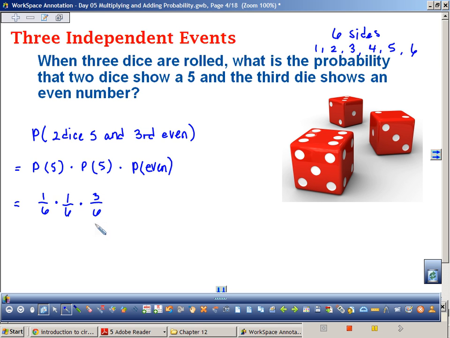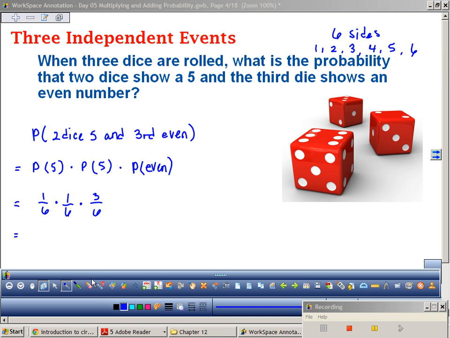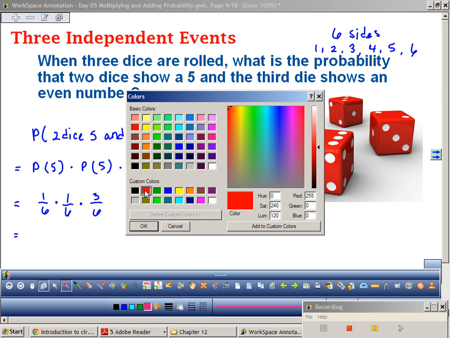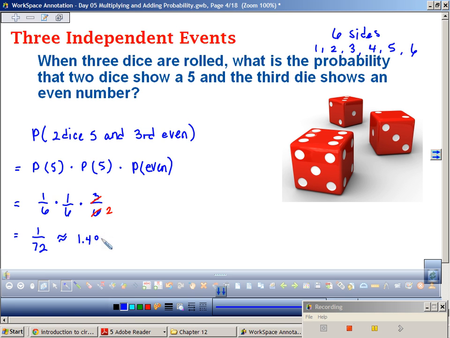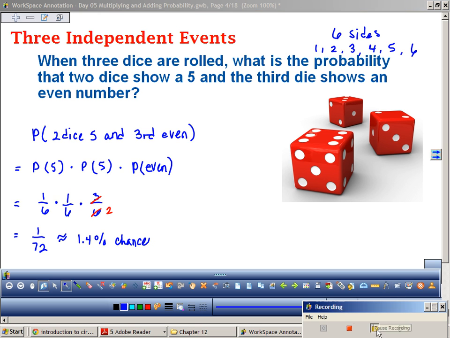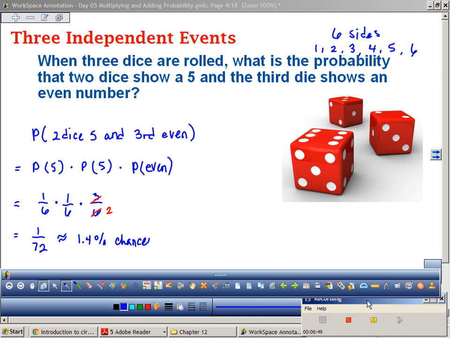3 out of 6. Well, this one automatically, oh, I don't have a red up here. Let's get red. All right, that becomes a 2. So 1 over 72 is approximately a 1.4% chance. So again, pretty straightforward.